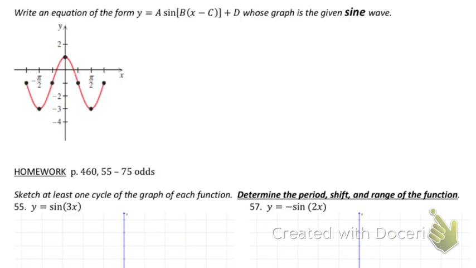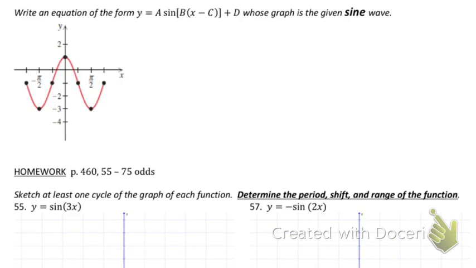All right, we're supposed to write the equation in the form y equals a times sine of b, quantity x minus c, plus d. So I need to know the amplitude. I need to know the period. I need to know left and right. I need to know up or down. Do you see how it says specifically that it wants sine?